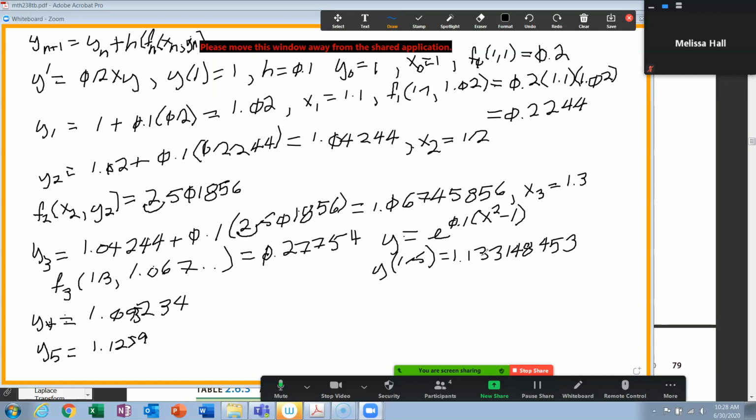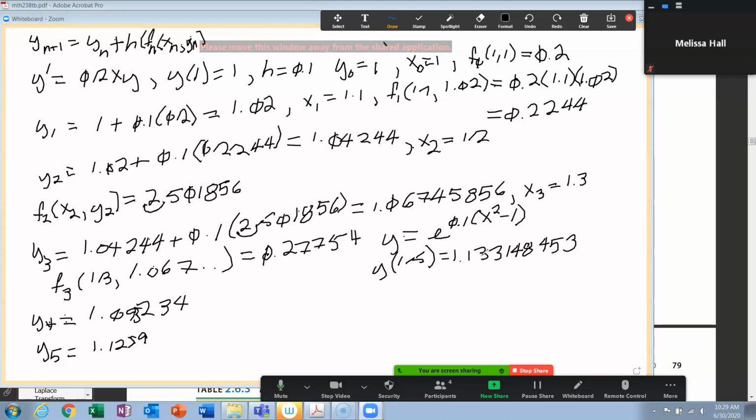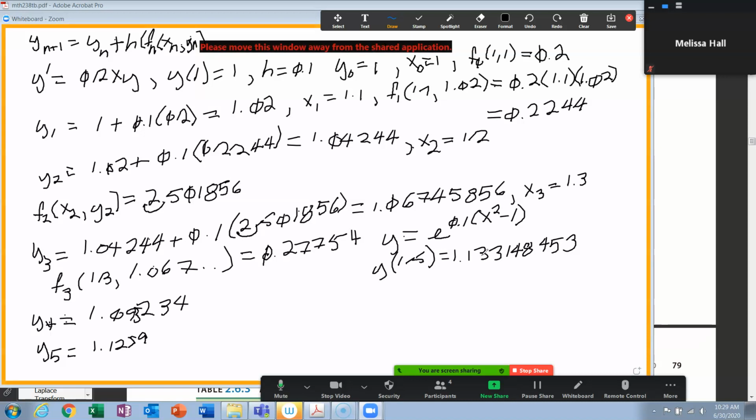And then take that and divide it by the actual value, which is 1.133148453, equal, and that in percent is 0.64%, which is still pretty small, 0.0063 or 0.0064.